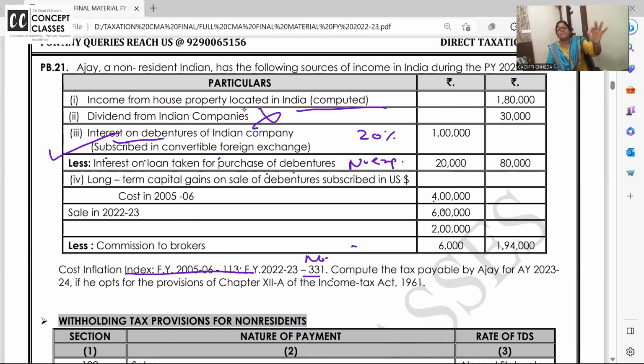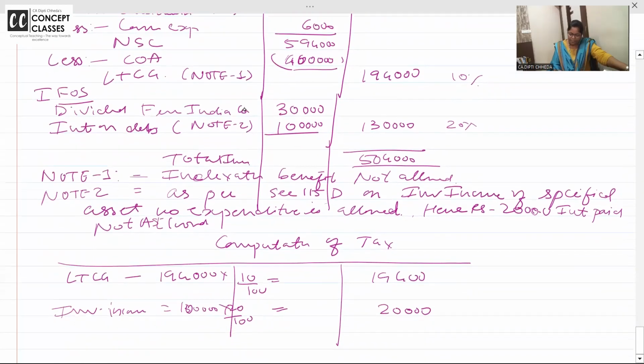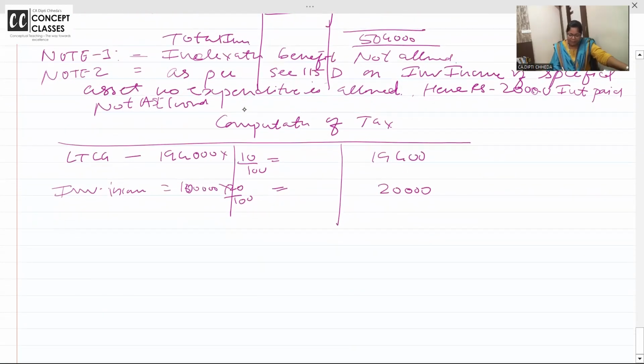What is specified asset? Asset which you have purchased in convertible foreign exchange, like interest. तो ये डिविडेंड इनकम तो रूटीन में टैक्स होगी हाउस प्रॉपर्टी के साथ. Is my explanation clear to all of you? Put me a message. This is a very in-depth but nice sum. Long-term capital gain 10%, investment income 20%, other income routine slab rates because he is individual.